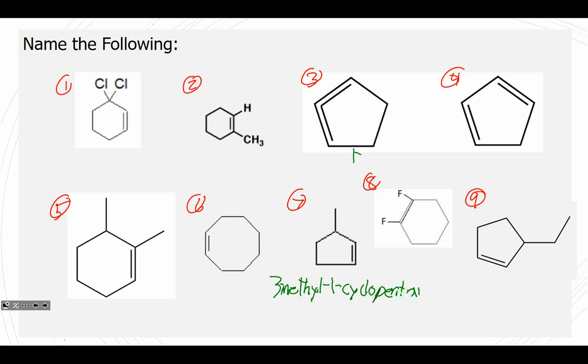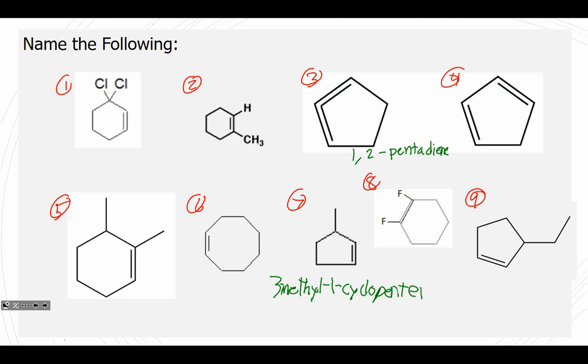Where to start numbering so I know where the bond is. The double bond always comes first, so it starts here. That will be 1. Do I put 1 right here? You don't have to, because the ethyl always is on 3. So you just go 3-ethylcyclopentene, because it's assumed that the ene will be on 1. If you have more than 1 double bond, you have to say where they're at.